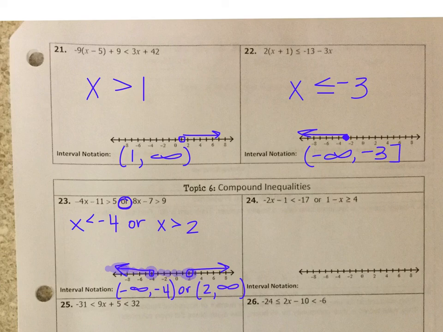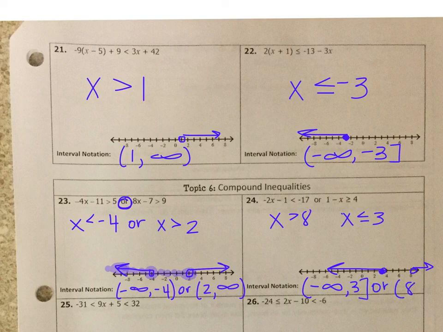All right, this is another or. And there it is worked out for you. I know that you guys know how to work them out. X is greater than 8. So open circle, that way on the 8. Closed circle on the 3, and it's going that way. If I'm reading, I come to negative infinity, 3, bracket, or, parenthesis, 8, infinity, parenthesis.